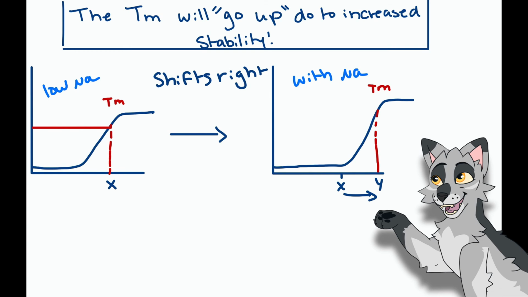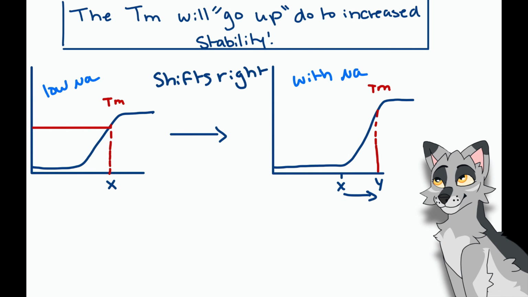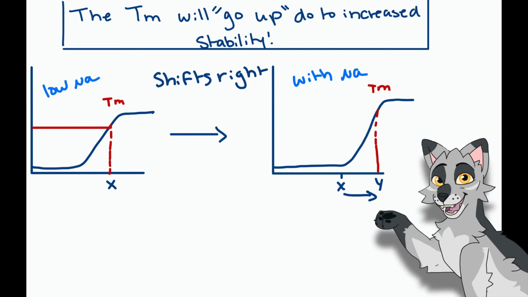And so it will take a lot more heat to actually denature DNA that is in a sufficient sodium buffer solution as compared to DNA that is in a sodium deficient solution. As you can see by these charts here, the Tm will shift over to the right more.